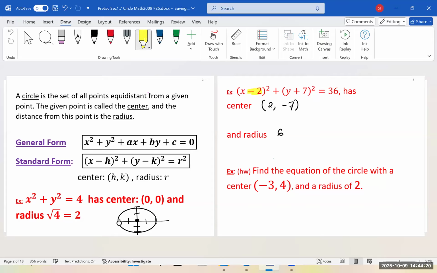So you look at what we have inside. We have negative 2, so you change the sign, and we get positive 2. Then for y, we have positive 7, so we change the sign and get negative 7. Combining them, we get our center. And then our radius is the square root of 36. Whatever number we have on the right side of the equal sign is the radius squared. So you just have to take the square root to get the radius.